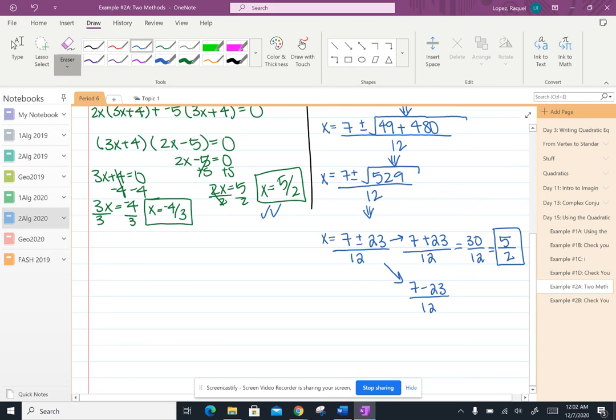And then we do 7 minus 23, which is negative 16, divided by 12. I can divide the numerator and denominator by 4. When I do that, I get negative 4 over 3, which is what I got over here when I factored. Go ahead and try the next one on your own and then check the solution.